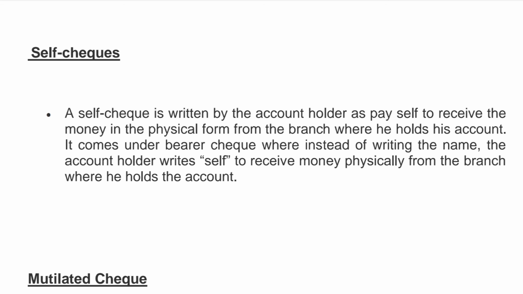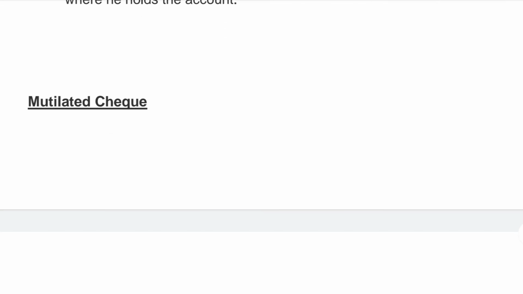So as we already discussed, in some cases the drawer of the check may write a check in favor of himself. So in this case, the drawer becomes the payee as well. So this is said to be a self check. So now we will discuss the mutilated check.